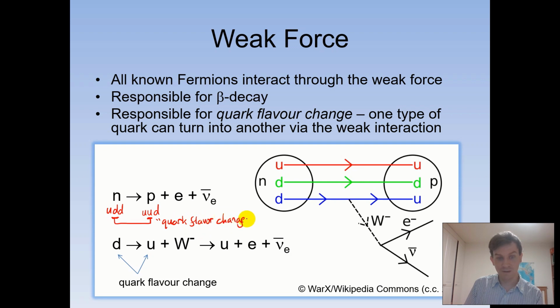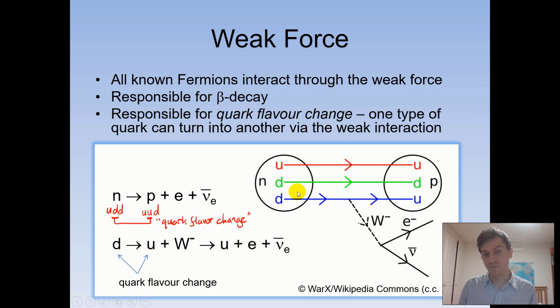For some reason, rather than talking about up, down, charm, strange, and so on as the quark type, it's called the quark flavor. Okay, that's just a strange terminology. I don't know why it's called that, but yeah, rather than talking of up and down quark types, we talk about up and down quark flavors. So when a down turns into an up, we call that a quark flavor change. Okay, and that's exactly what happens with this beta decay.